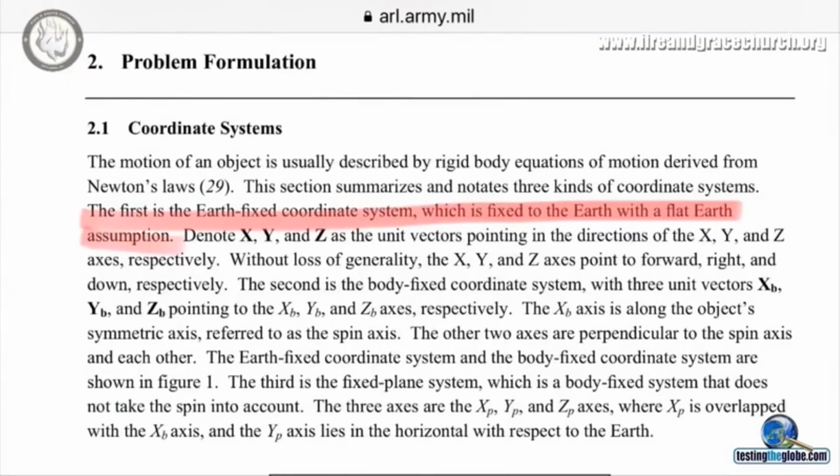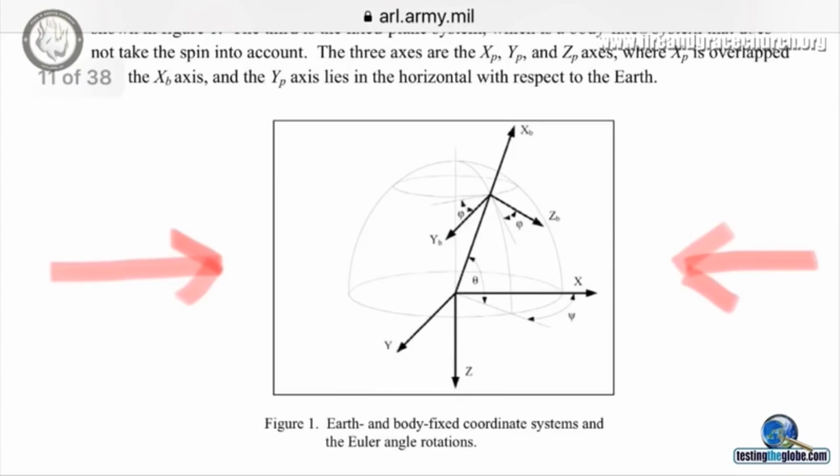And here we find something. Problem formulation, coordinate systems. The motion of an object usually described by rigid body equations of motion derived from Newton's laws. This section summarizes and notates three kinds of coordinate systems. The first is the Earth-fixed coordinate system, which is fixed to the Earth with a flat Earth assumption. It gets more interesting because they have a little diagram here of what they're talking about.